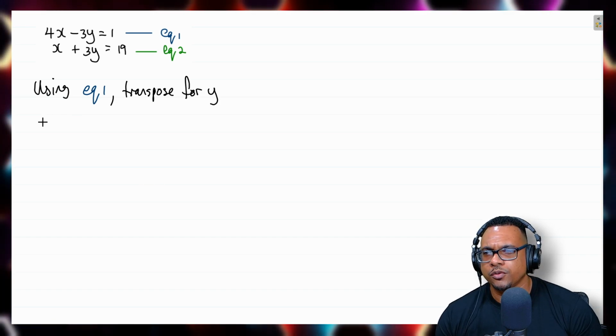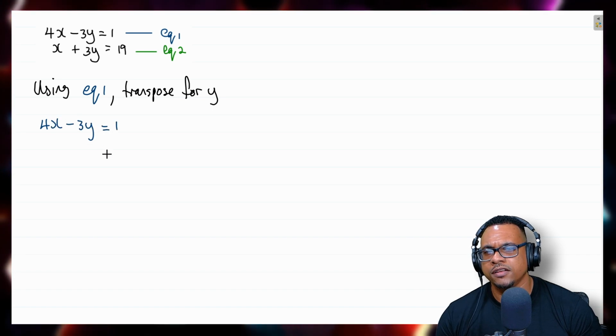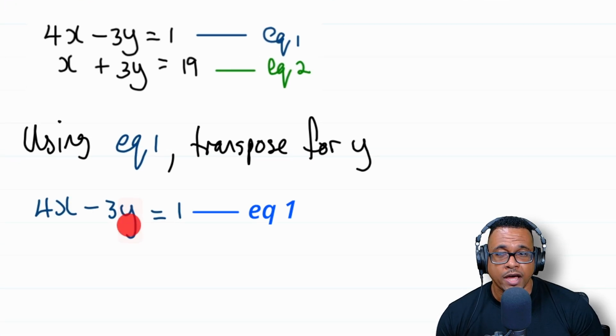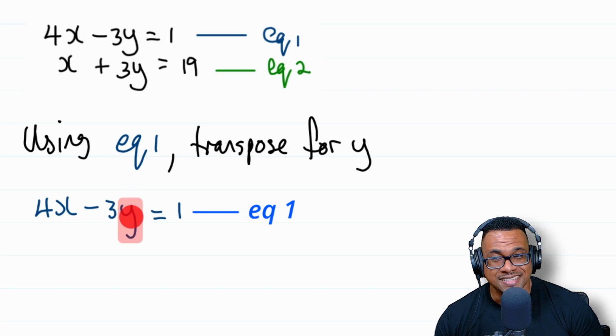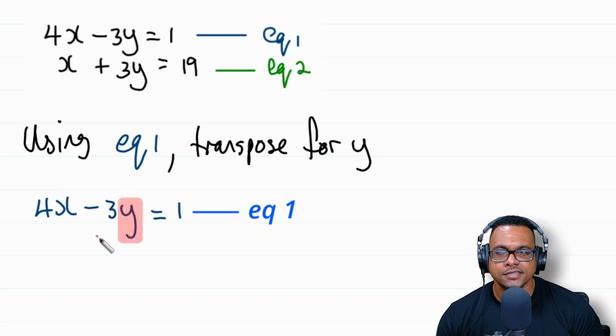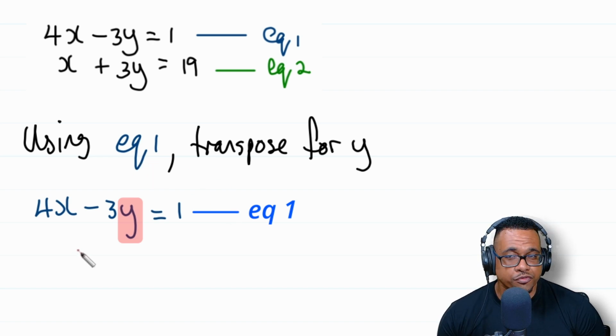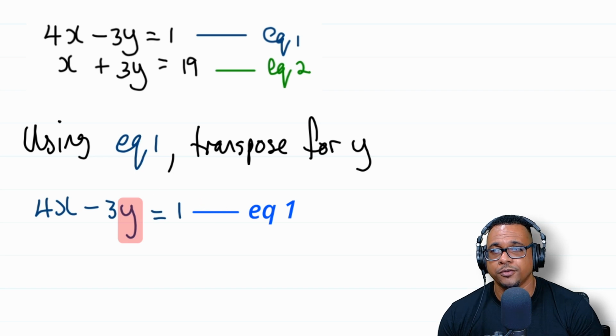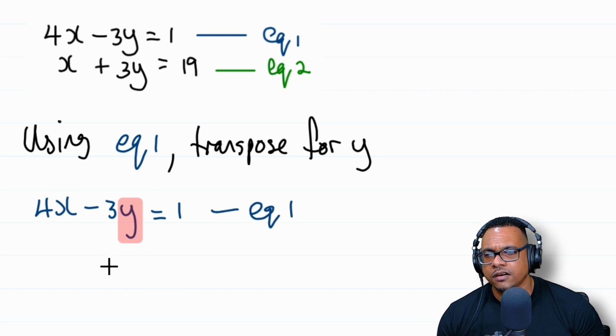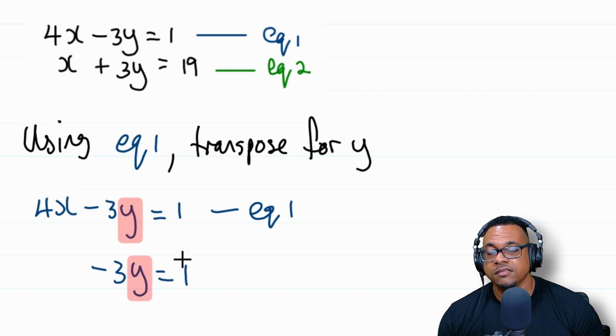So I'm going to write out equation 1, which is 4x take away 3y is equal to 1. And now remember, it's this y we're transposing for, so we want this y by itself. So I get rid of this 4x and this negative 3, and it has to go on the other side of the equal sign. So first, I'm going to transfer this positive 4x across the equal sign. I'll turn to negative 4x. Let's put that this is equation 1. All right, so we're going to have the negative 3y here is equal to 1. See, I put back the negative 3y, put back the 1.